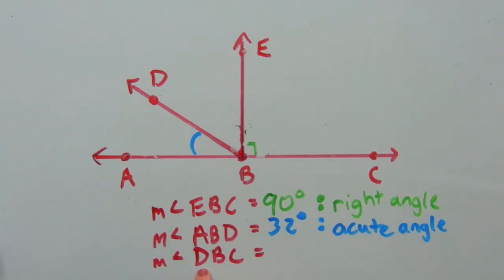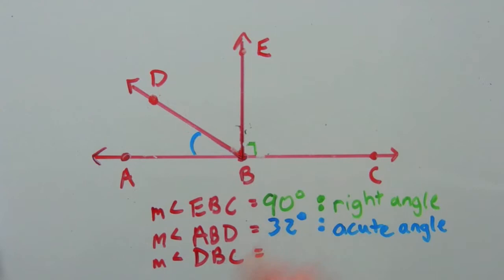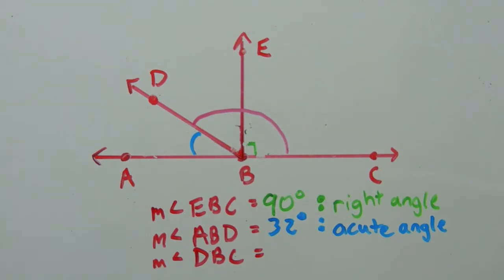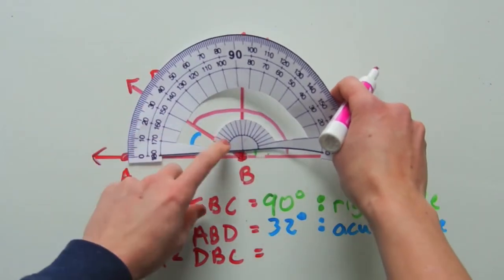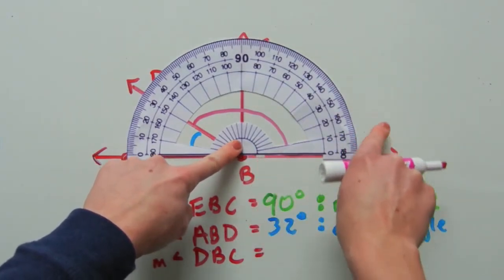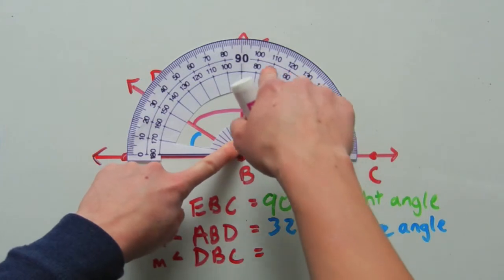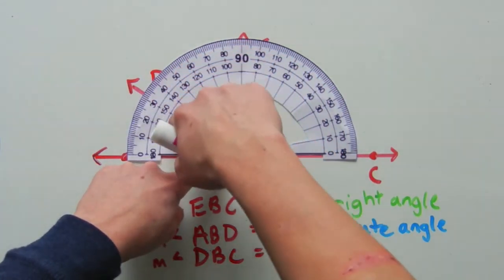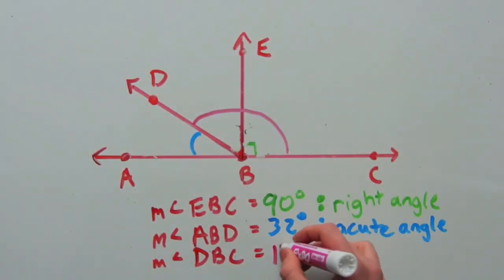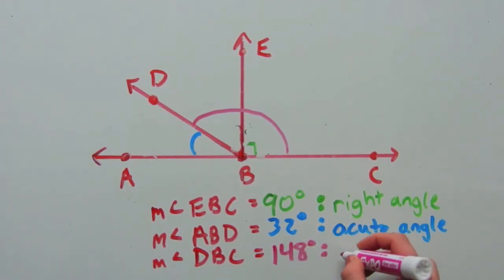Now we're going to look at the measurement DBC. So that's DBC. So the measure of this angle. We're going to place our protractor center line on vertex B, and we're going from the ray BC all the way around to the ray BD. Starting at 0, counting up, we see that we get to about 148 degrees. And that is an obtuse angle.